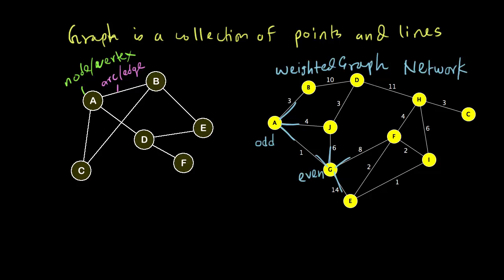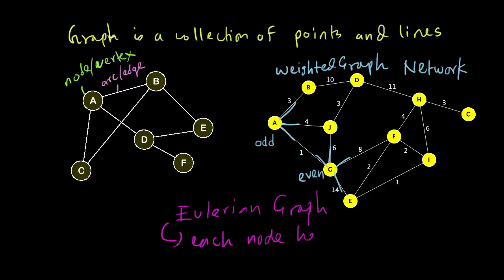If we have a graph where every node has an even number of arcs connected to it, we will call that an Eulerian graph, where each node has an even order.